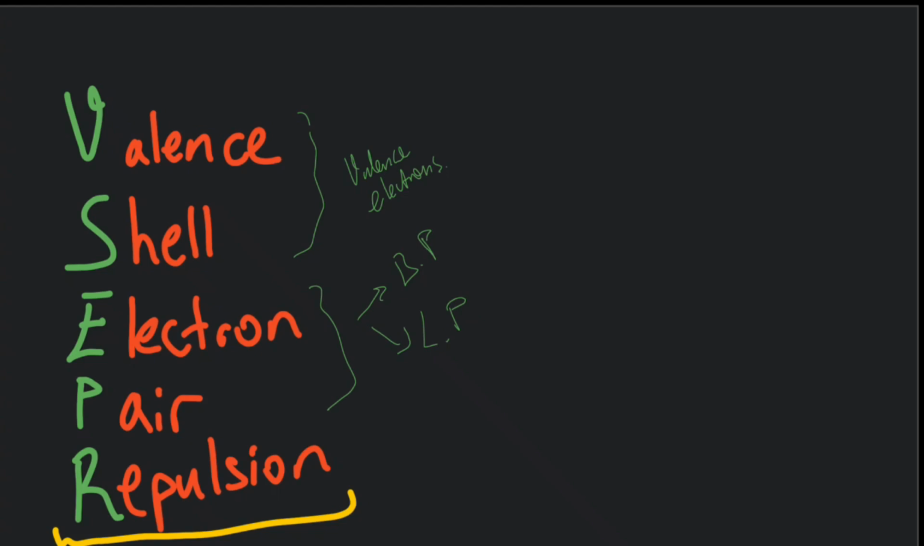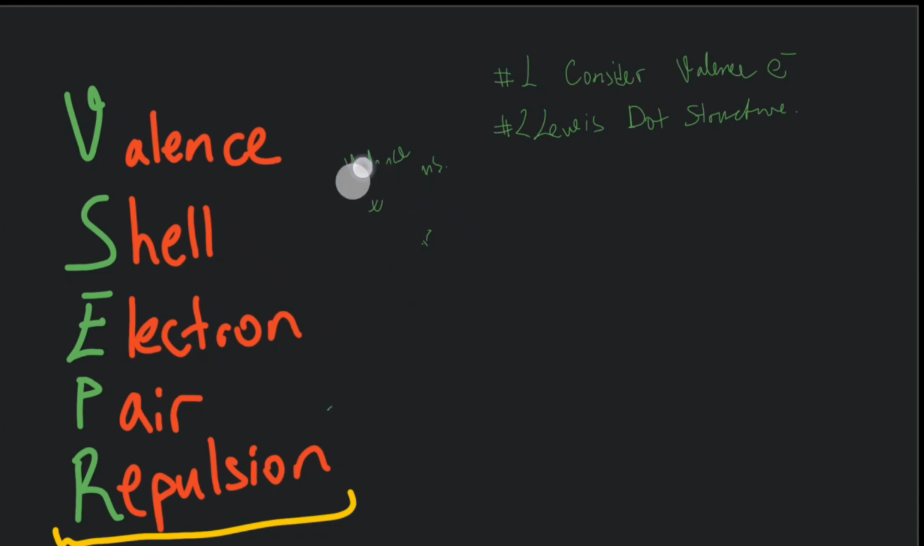So firstly, we have to consider the valence electrons. And as you remember from my previous videos, we need to know the Lewis dot structure. Why? Since by using the Lewis dot structure, we can see the lone pairs and bonding pairs together. I can give an example of what a bonding pair and a lone pair are.